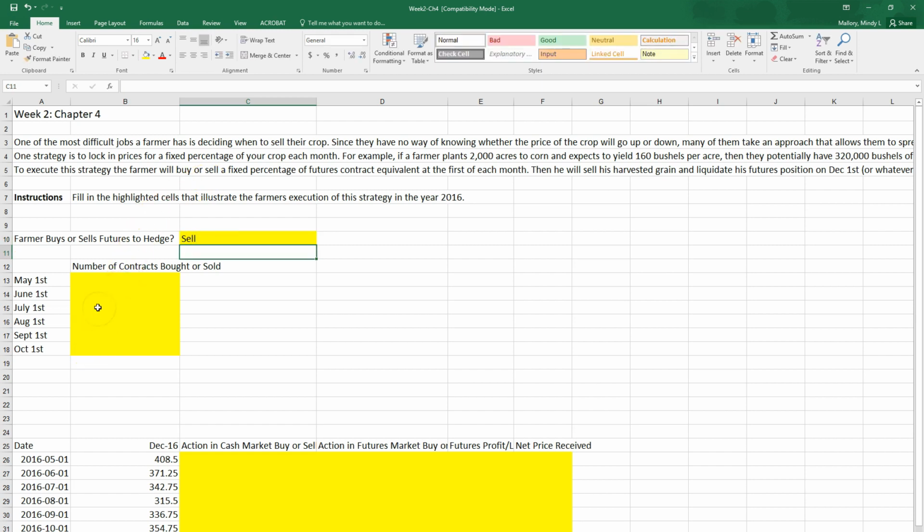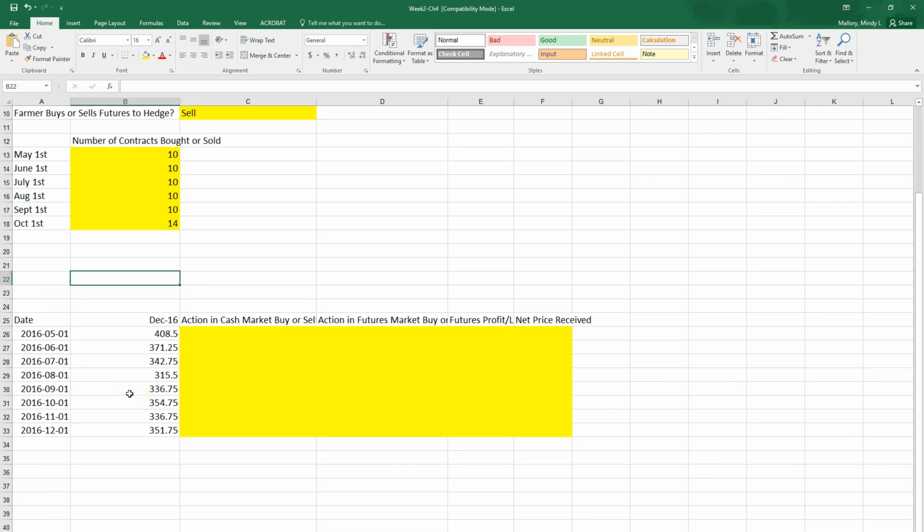And we already kind of talked through this column. If we're going to sell a fixed proportion of our crop on the 1st of every month, it's going to look something along the lines of this. Sell 10 contracts, sell 10 contracts, sell 10 contracts, sell 10 contracts, sell 10 contracts, and sell 14. It wouldn't be incorrect if you did 11, 11, 11, 11, 10, 10, but I'm just going to do it the easy way here. All right, so here in this column, I've got the actual prices on these dates for the December 2016 futures contract.